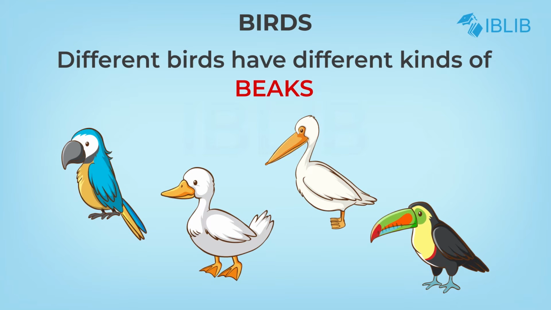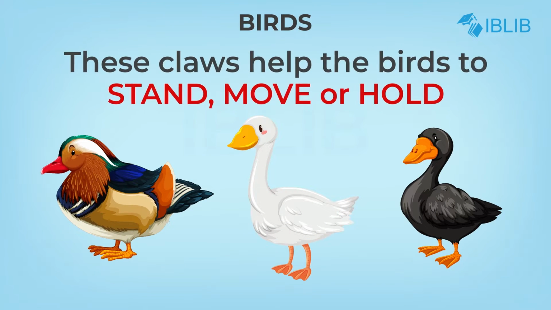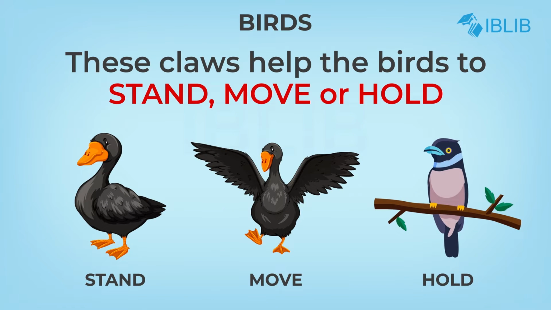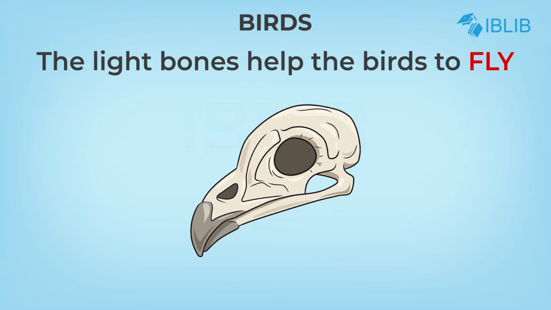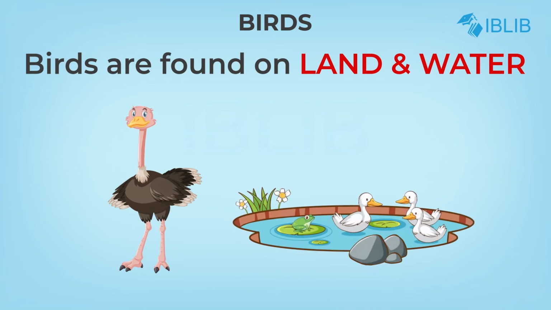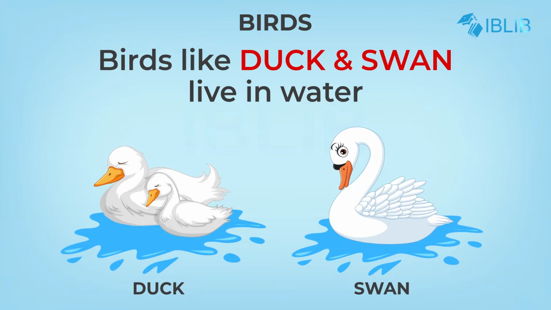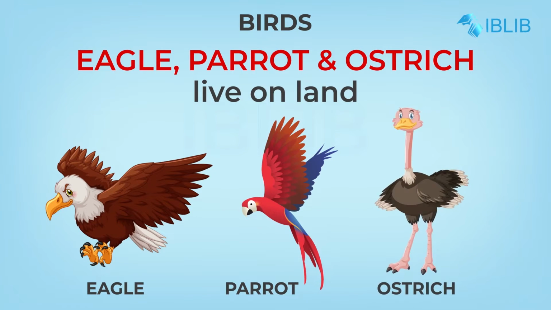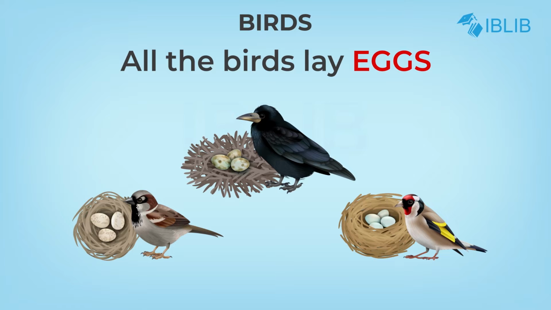Different birds have different kinds of beaks. Birds have two claws. These claws help the birds to stand, move or hold. Birds have hollow and light bones. The light bones help the birds to fly. Birds are found on land and water. Birds like duck, swan live in water, while eagle, parrot, ostrich, etc. live on the land. All the birds lay eggs.